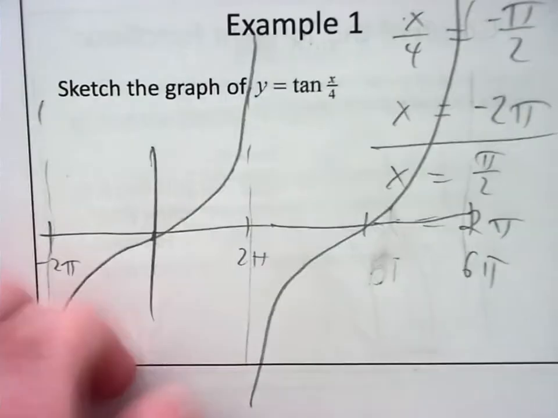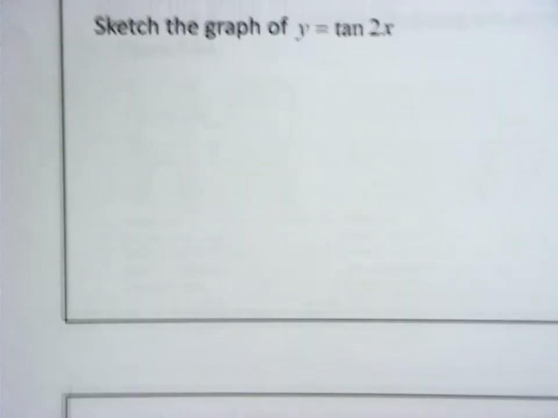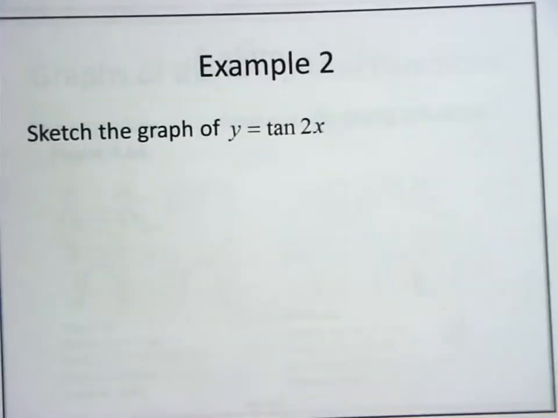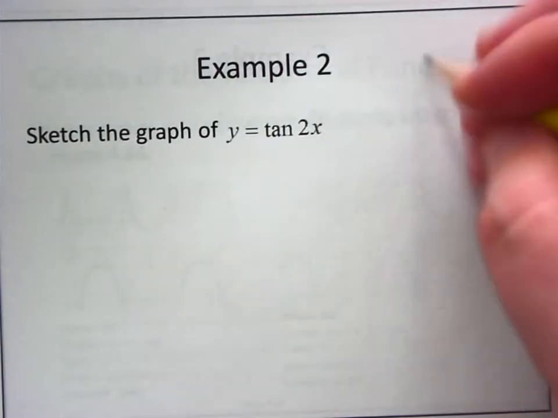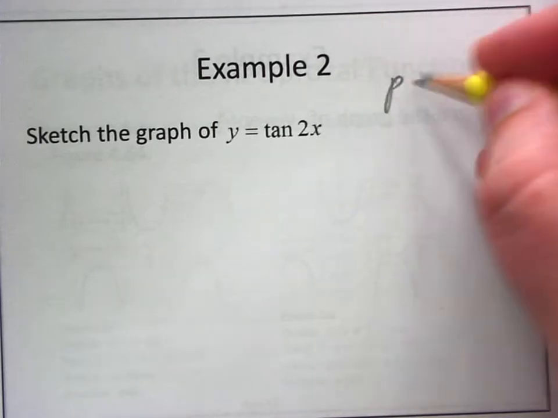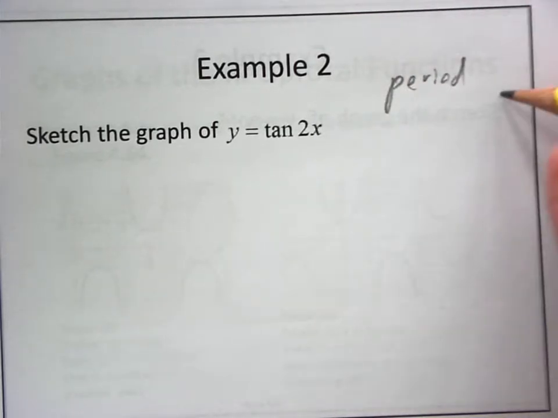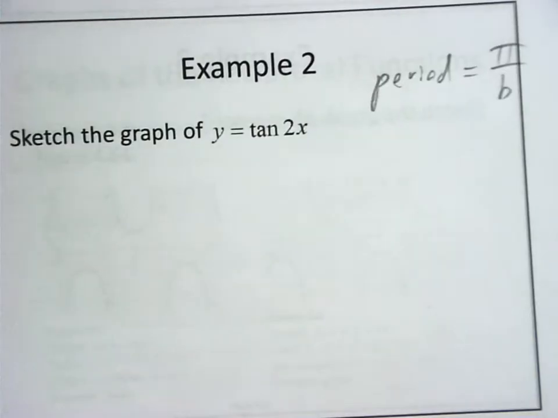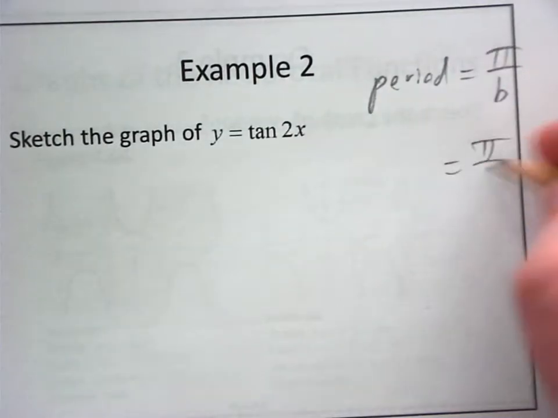Okay? What if instead I had tangent of 2x? What would the period of this function be? Well, careful, because default period for tangent is what? Yeah, default period for tangent is pi. You still do the default period divided by b. For sine and cosine, that's 2 pi. For tangent, it's just pi. So this is just going to be pi over 2.